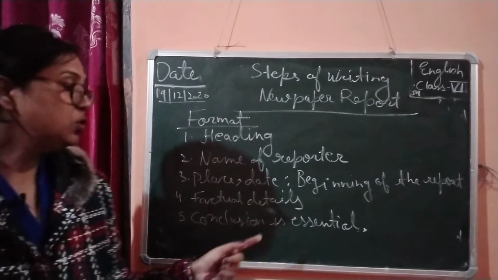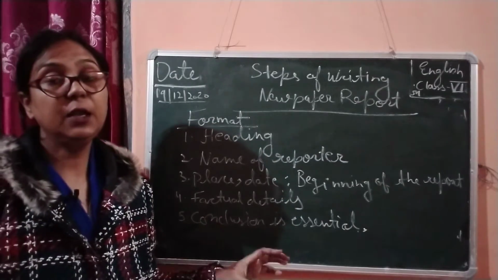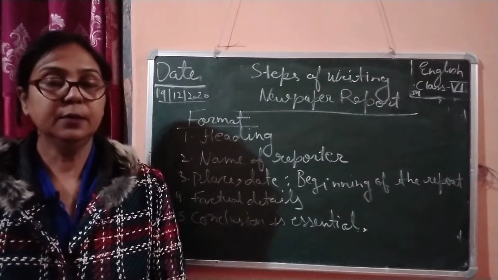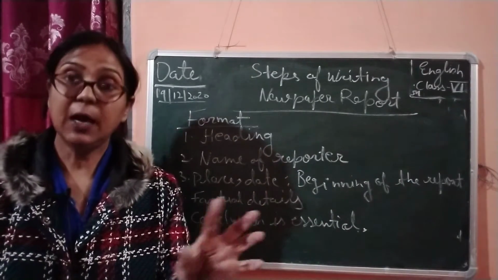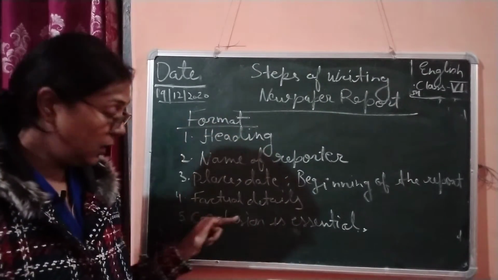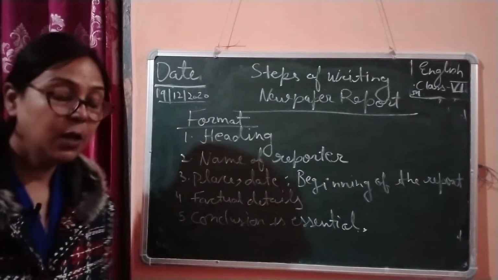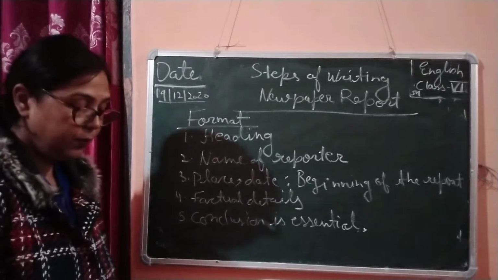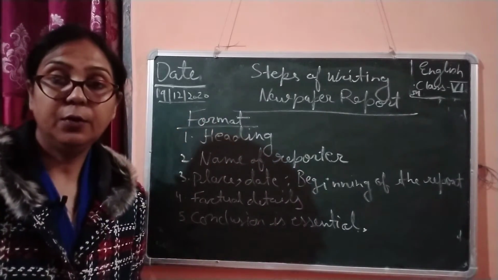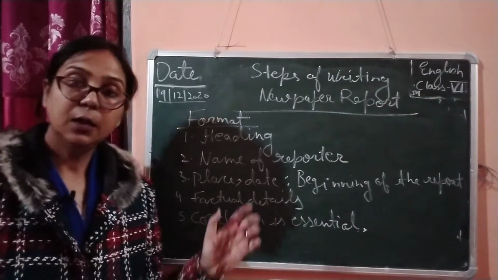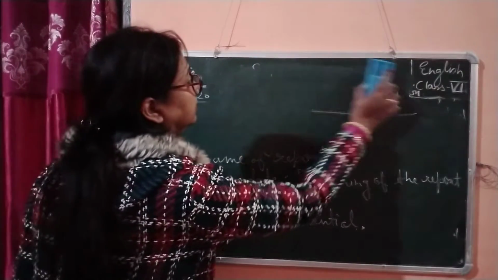Now, conclusion is essential. Whenever you are writing a newspaper report, your conclusion must be clear. What is going to happen and what happened. So that should be written in your newspaper report. Okay, children. Now we are moving to the next part. I'm going to give one example of newspaper report writing that you should see and follow.